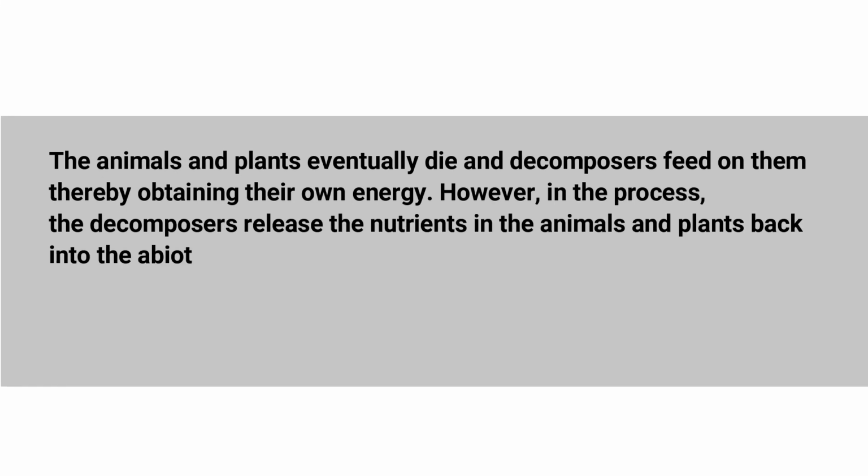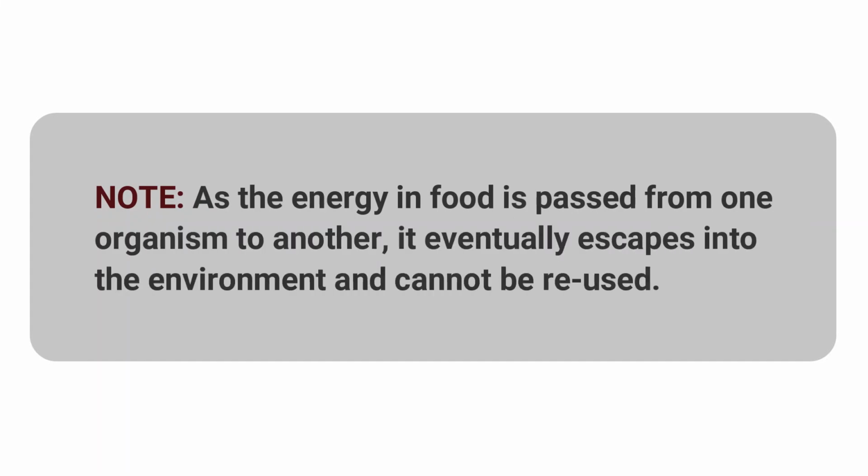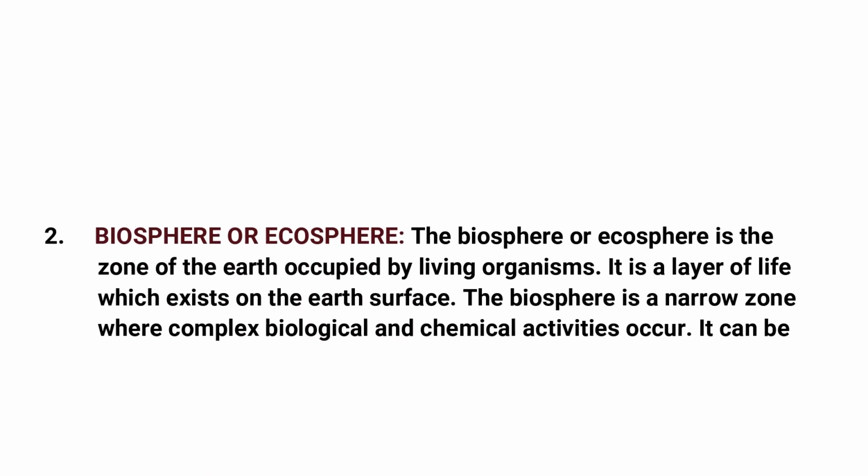The animals and plants eventually die and the decomposers feed on them, thereby obtaining their own energy. However, in the process, the decomposers release the nutrients in the animals and the plants back into the abiotic environment, that is, the soil. These nutrients can be reused again by the food producers. Plants also give out oxygen during photosynthesis, and this is used by animals for respiration. Animals give off carbon dioxide during respiration, which plants take up. Note, as the energy in food is passed from one organism to another, it eventually escapes into the environment and cannot be reused.